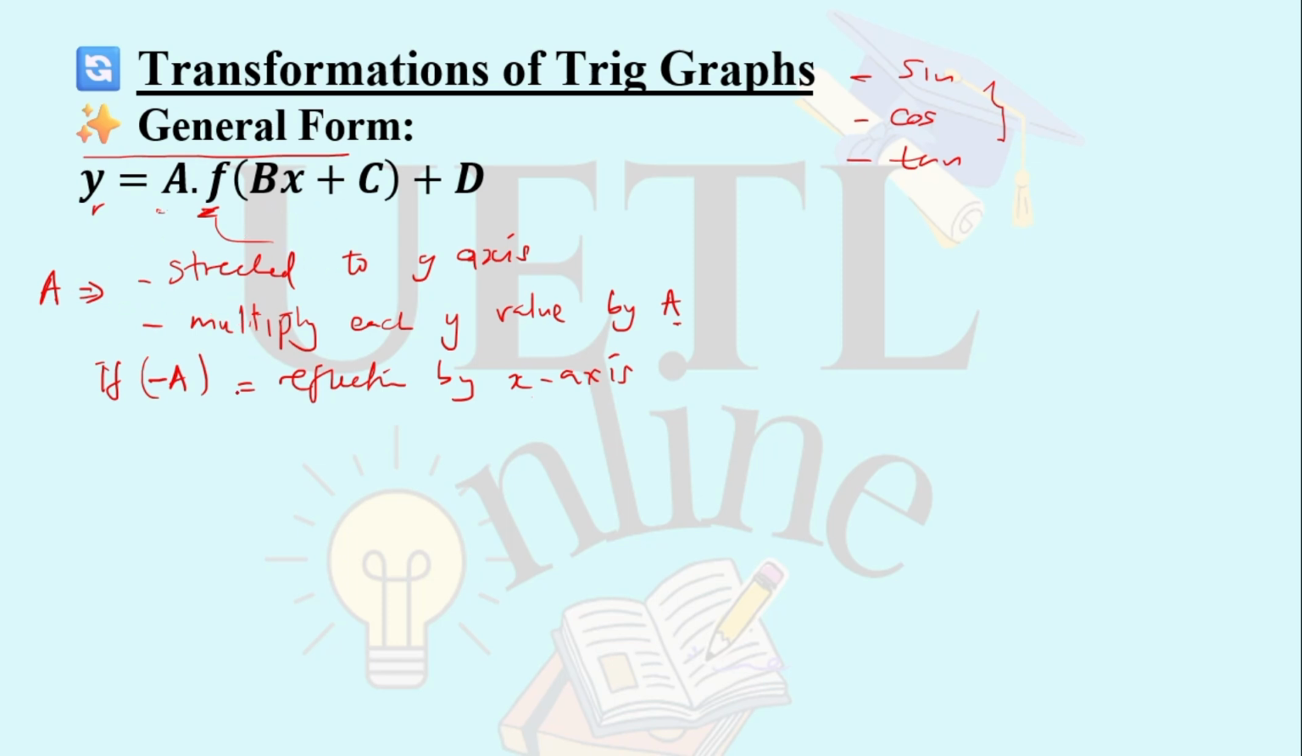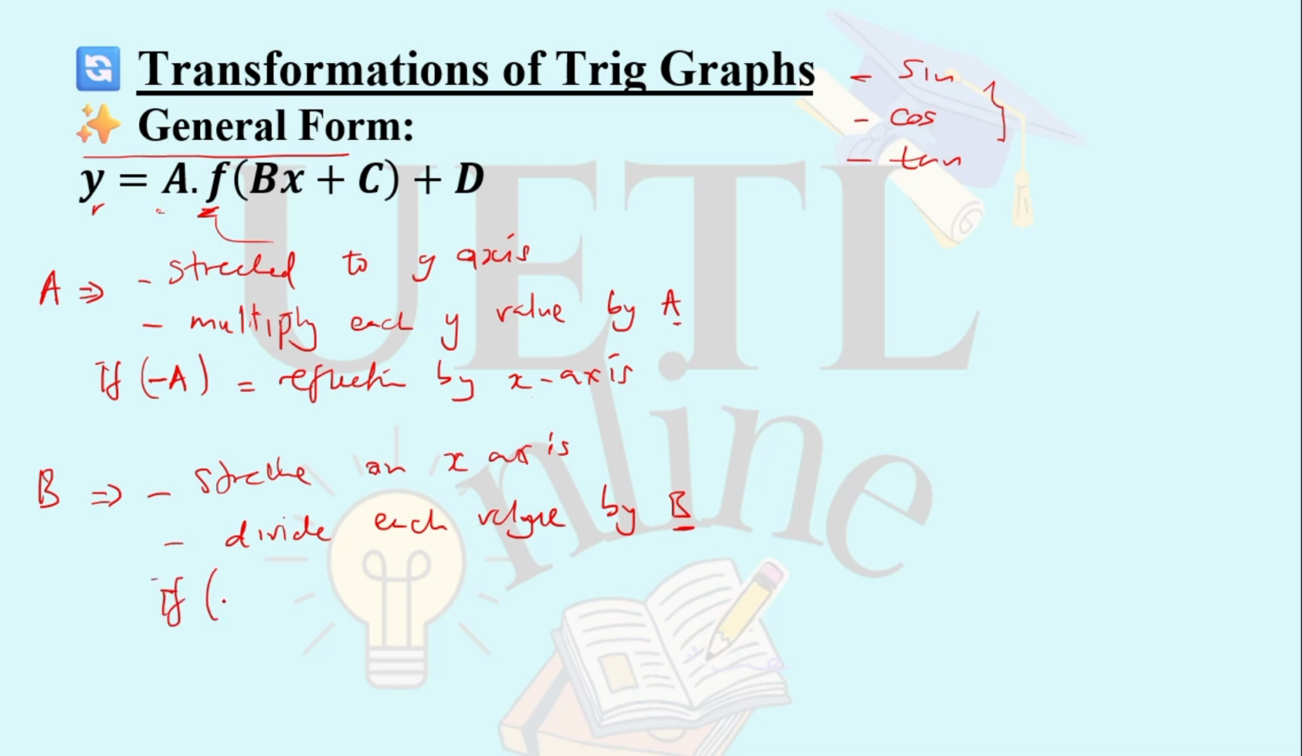Let's go on to b. This b means that the graph was stretched on the x-axis. You are going to divide each value by b. When b is negative, this means that the graph has been reflected by the y-axis.